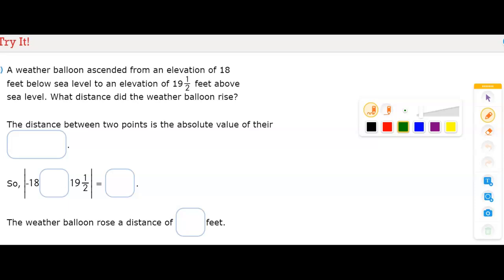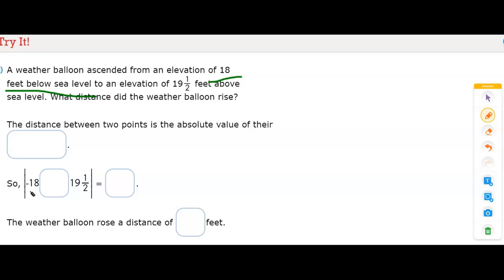this balloon is going to be going up in the air, but it started, it says, from an elevation of 18 feet below sea level. So below sea level is pretty much like underwater, right? Let's say underwater. So that would be a negative number. So 18 needs to be represented as a -18. So you can see they set up part of the problem for us, and it is -18.